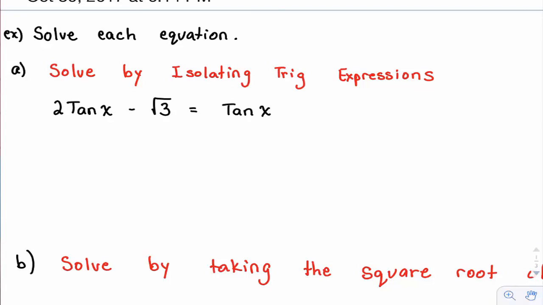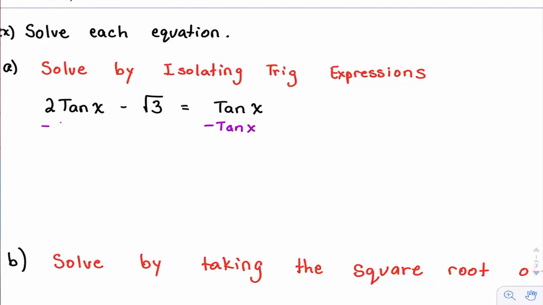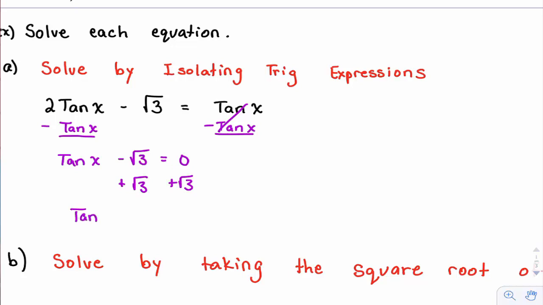In order to do that here, I'm going to subtract tangent x from both sides of this equation. Notice there's only one tangent x, so 2 tangent x minus 1 tangent x is 1 tangent x. So we have tangent x minus radical 3 equals 0. At this point, I'm going to add radical 3 to both sides, and you have tangent x equals radical 3.